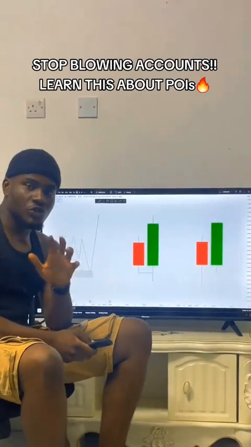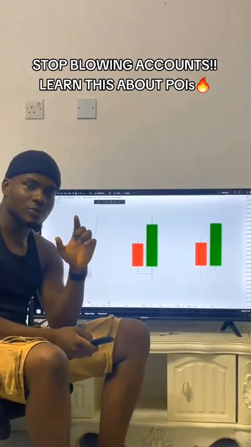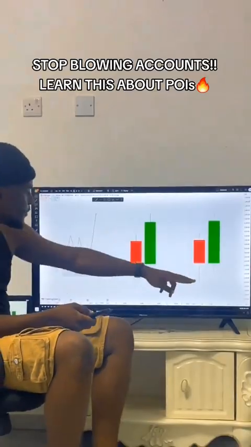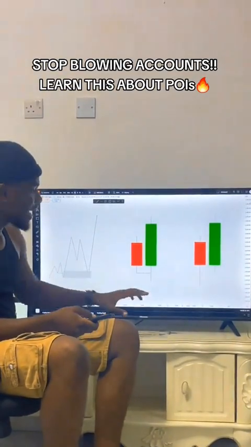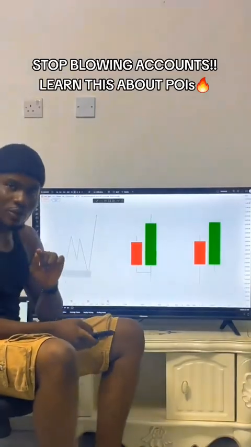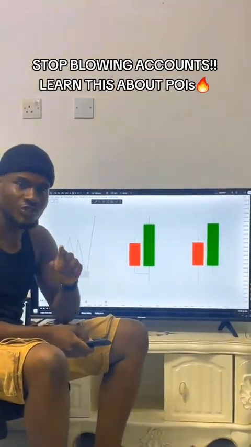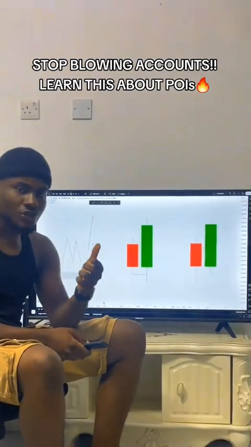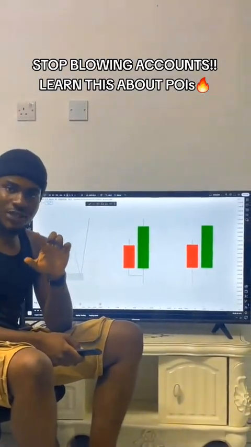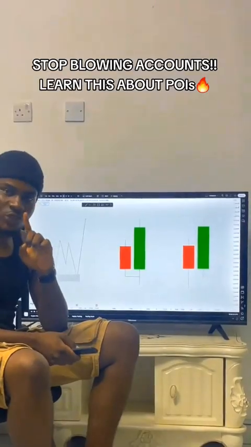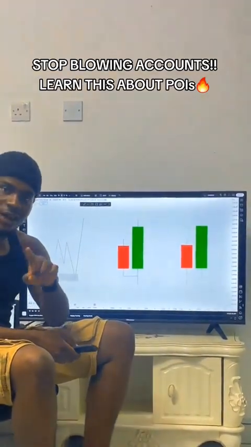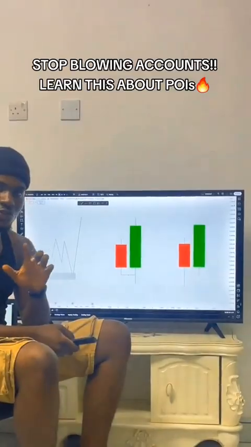Your entries will not stop failing until you understand this simple rule. Now I have 3 different illustrations on the screen, and these 3 different illustrations are very important as far as you're going to be using point of interest. One thing you want to make sure you do is that you ensure that your point of interest has swept liquidity.